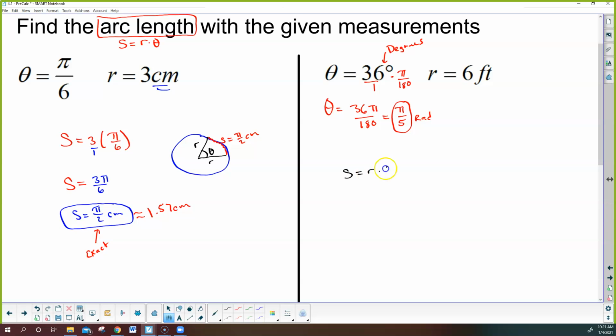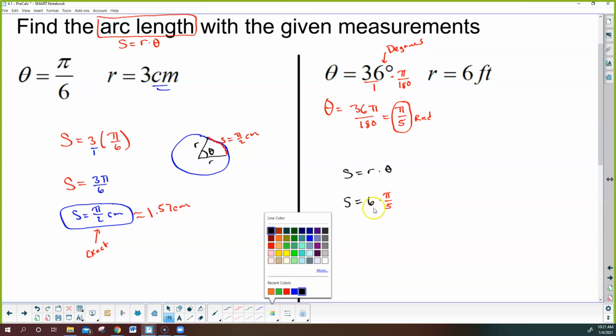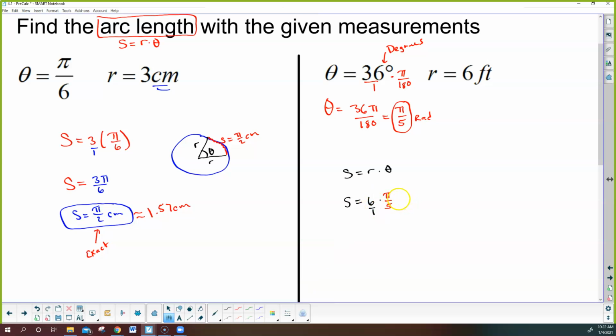So then we can take and find the arc length. The radius is 6. We just found theta is pi over 5. And if they were asking for our exact answer, remember that's like 6 over 1. Multiply straight across, you get 6 pi over 5. And then the units would be feet. There's my arc length.